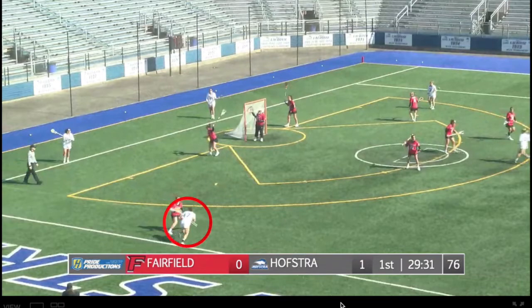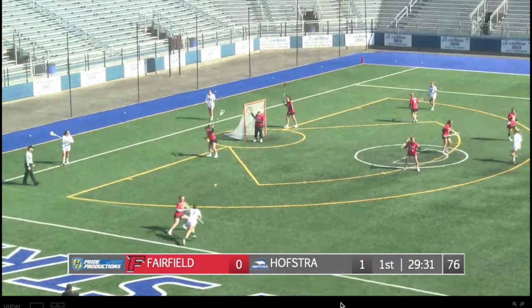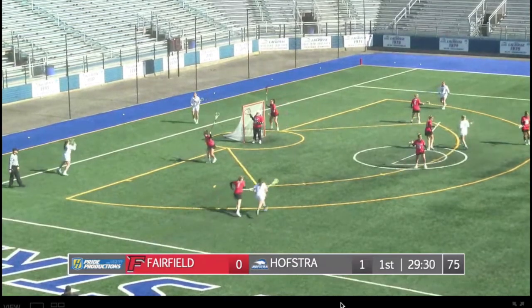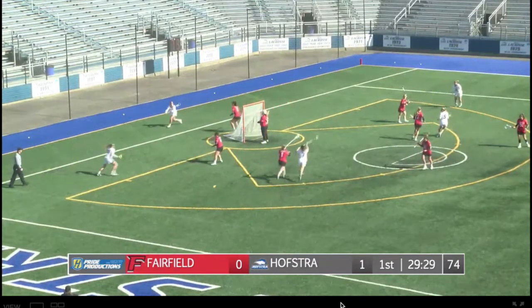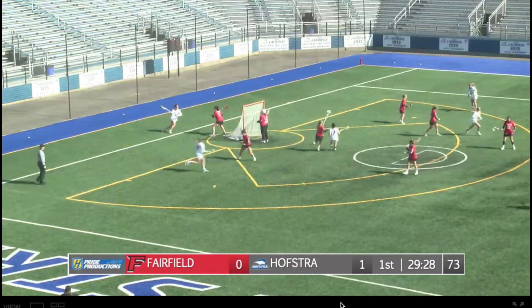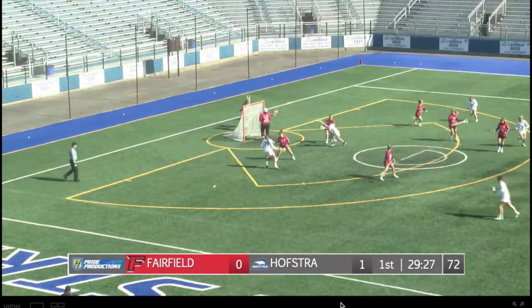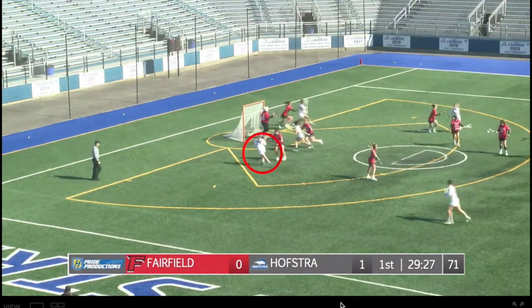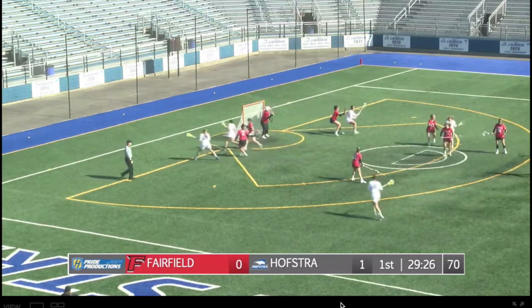See the first cutter, number 7 in white? She is Hofstra's most dangerous attacker. She makes her cut to the middle, stick up, eyes on the ball, and then reverses behind the net when the ball carrier comes around the left side of the goal circle. And the other attacker, number 20, mirrors the ball carrier, taking away an easy slide from her defender.